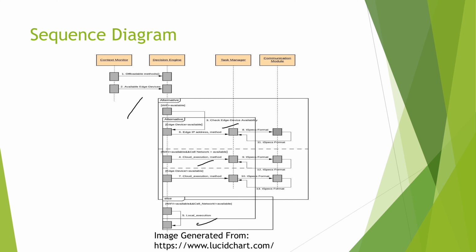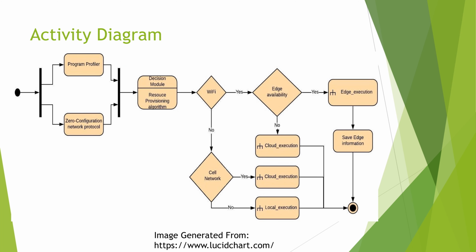If the edge device is available, the IP address of the edge device as well as the method name are sent, and if the edge device is not available, the decision for cloud execution as well as the method name is sent to the task manager in steps 6 and 7. The information to the task manager is then converted into the JSON schema known as tspecs and then sent to the communication module for offloading in steps 8, 9 and 10. The received results are passed on to the task manager from the communication module in steps 11, 12 and 13.